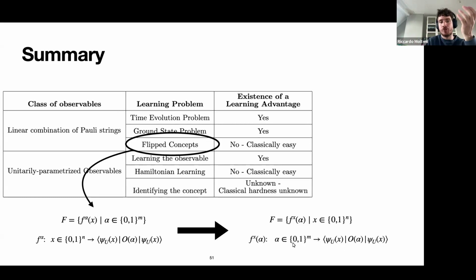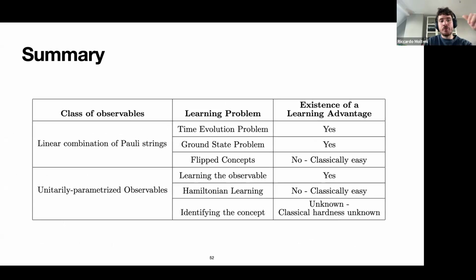So this turns out to be classically easy. Then we move to unitarily parametrized observables, and we show that learning the concept presents a learning separation, using the construction that I showed you before. Then we look at Hamiltonian learning. If you think about it, we are given expectation values on time-evolved states of some Pauli string, but there the objective is not to evaluate the function, it is to tell me which Hamiltonian performed the evolution.